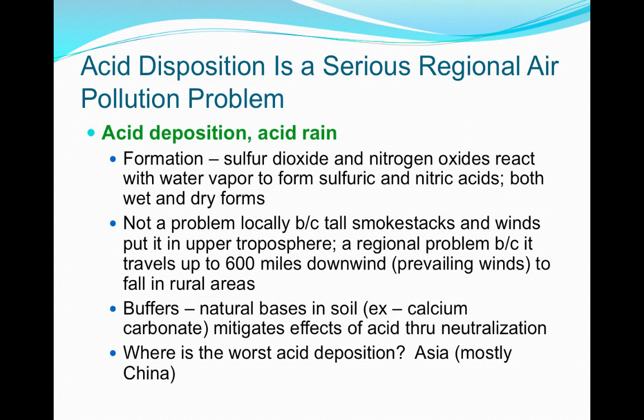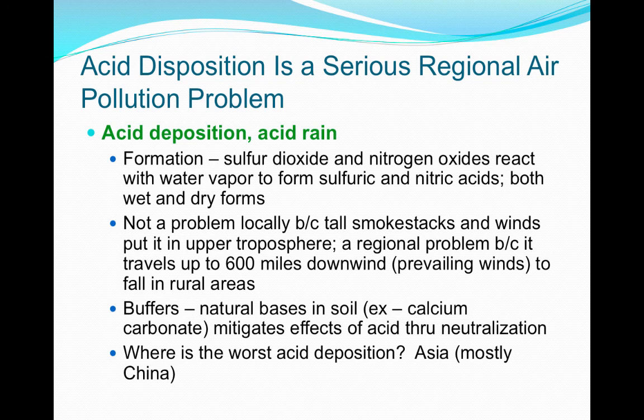It's usually not a problem in urban areas because smokestacks are usually really tall. They put the stuff in the jet stream. It becomes a problem in rural areas where they're like, we didn't do this. Where's the worst acid deposition? For air pollution, just go with China, really.